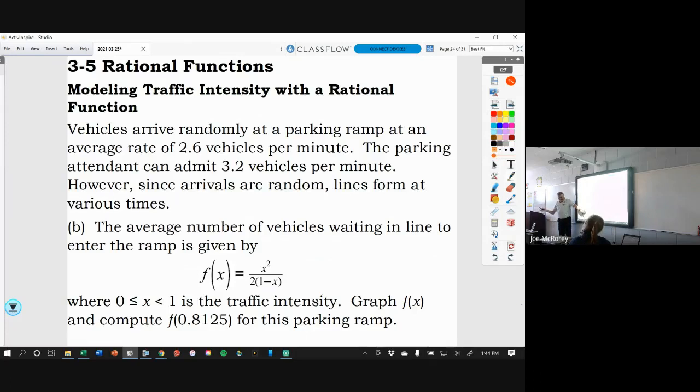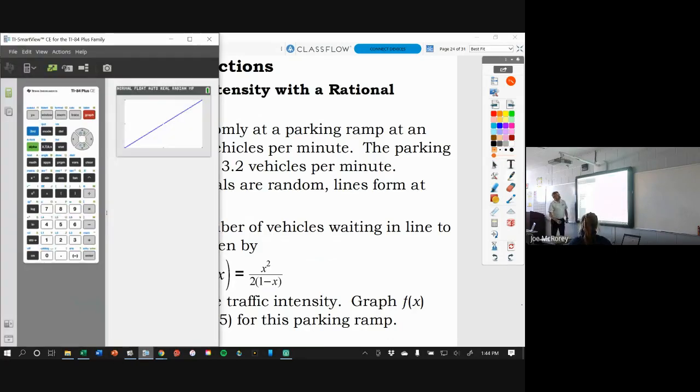We're going to graph this using technology. We're just going to graph it, and we're going to make the window 0 to 1. So let's go ahead and get your calculators back.